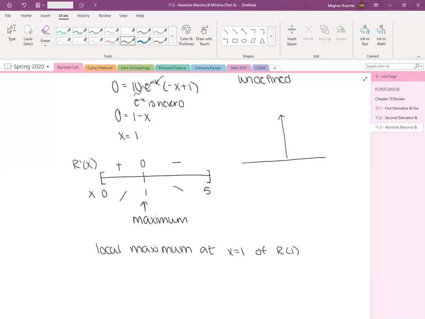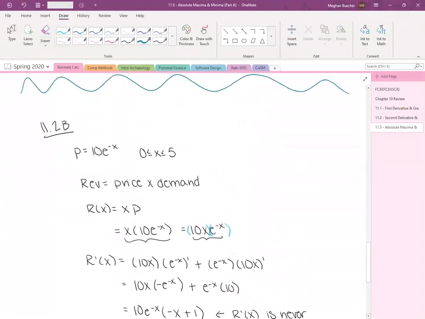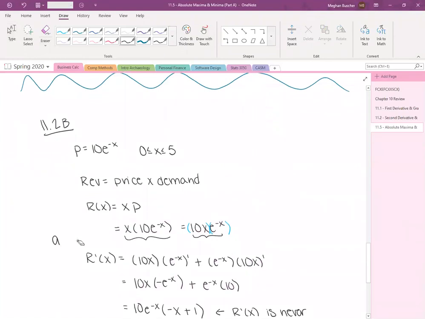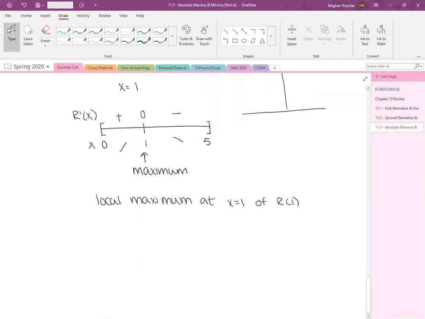Okay. Any questions on this first part? And this was part, we'll put A here. Okay. Any questions? Okay. So, if there are no questions, then let's move to part B. So part B is asking for the intervals where the graph is concave up and concave down.